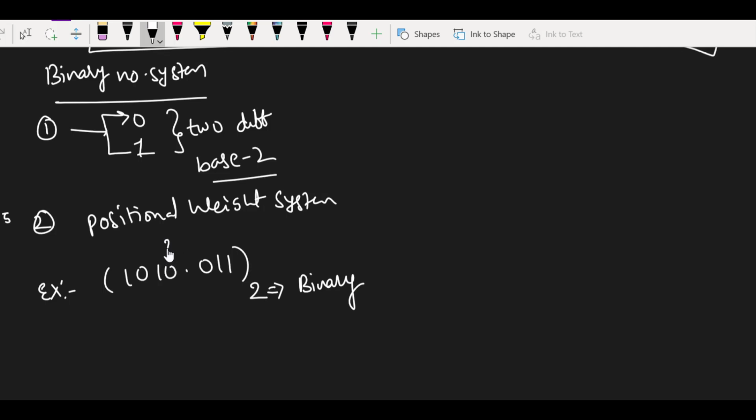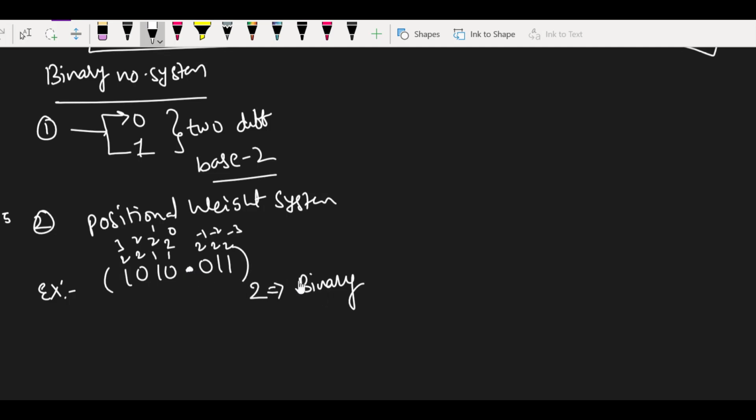In this case, this number will have a weightage of 2 power 0, 2 power 1, 2 power 2 and 2 power 3. Here it is 2 power minus 1, 2 power minus 2, 2 power minus 3. So this is what is meant by a positional weighted system in the case of a binary number system. Okay, this point is called a binary point.